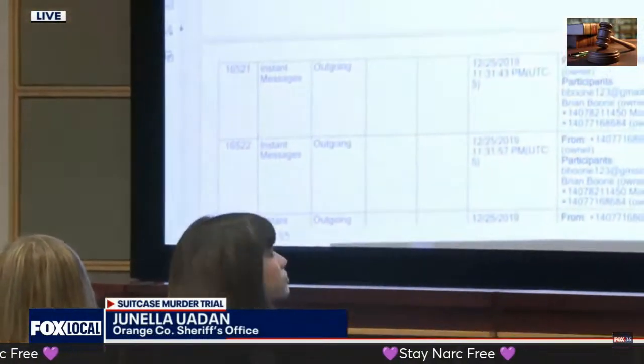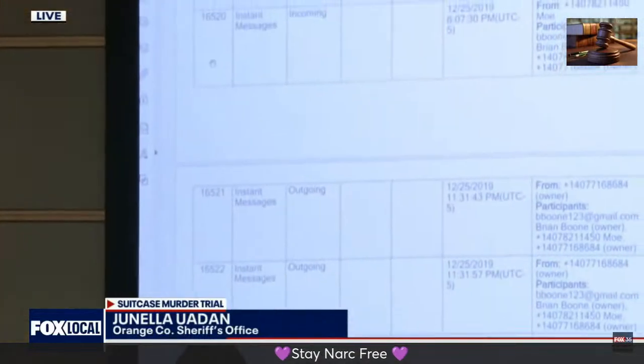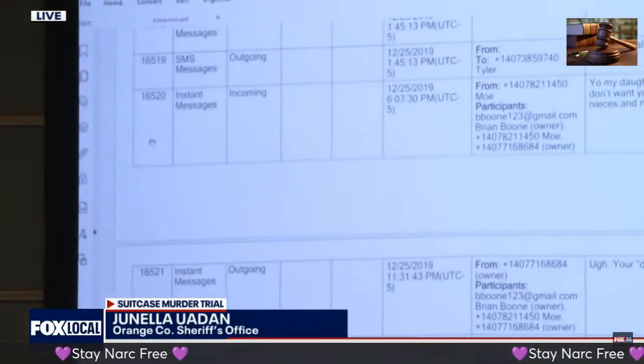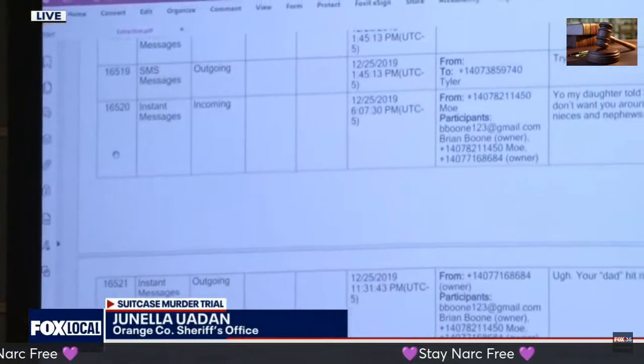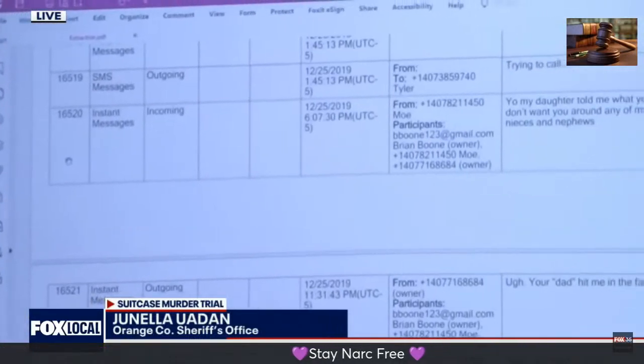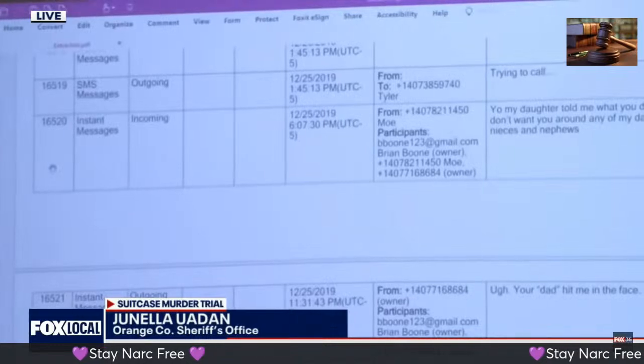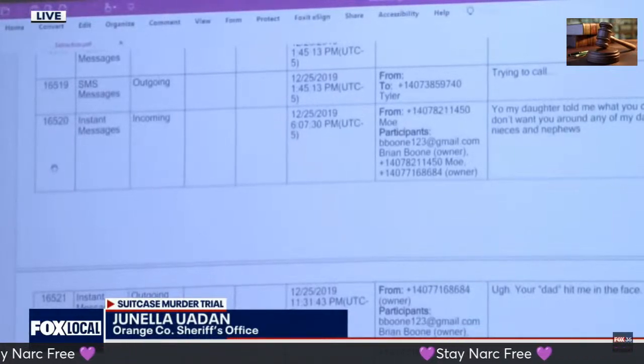Let's specifically talk about entry 16520. Again, we've discussed that's an instant message and it's incoming rather than outgoing, so that means it came to this phone device. Yes. And over to the right of the date and time, which would have been 6:07 p.m., 30 seconds on Christmas 2019, it indicates that it's from a contact named Mo. Is that accurate? Yes. Then the contents speak for itself.